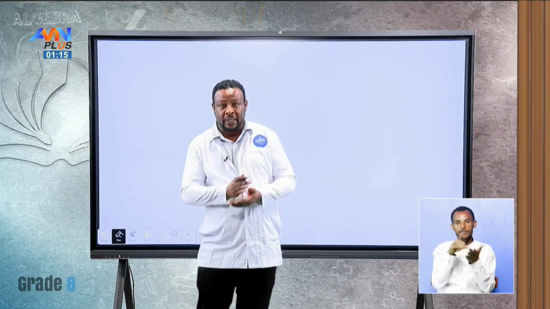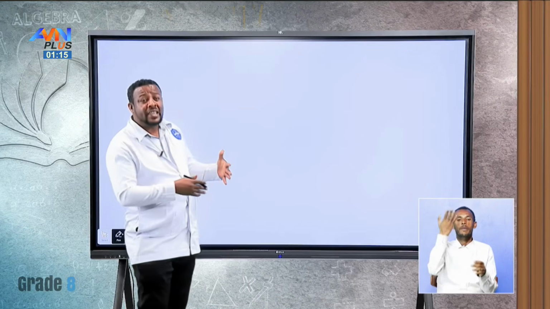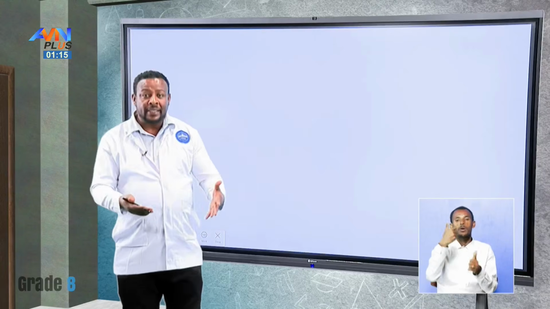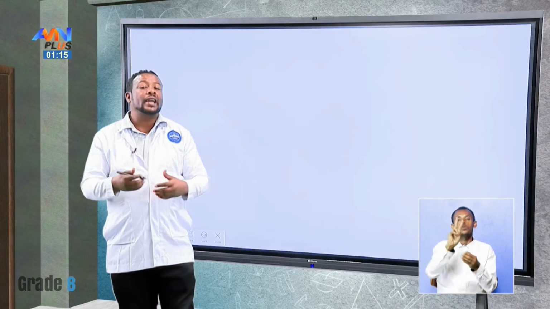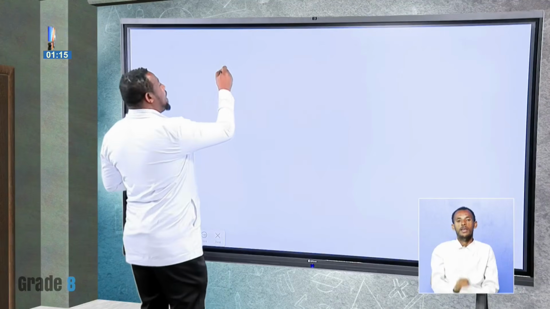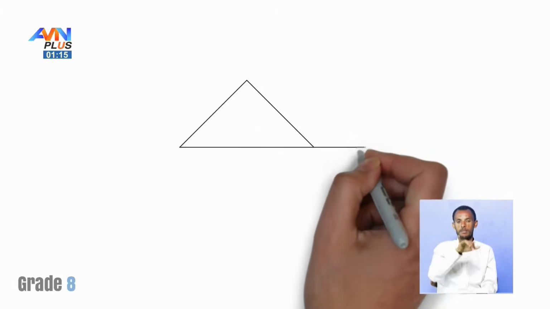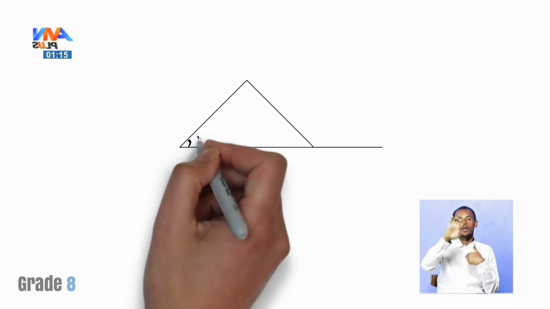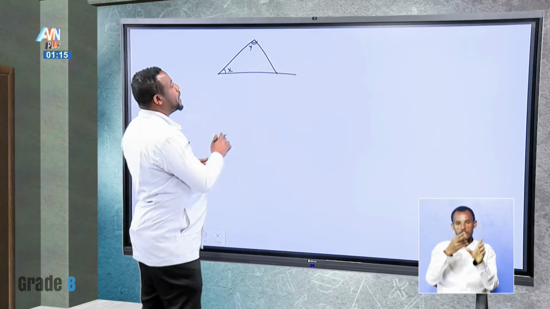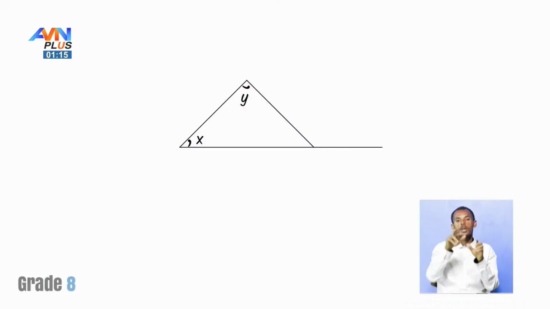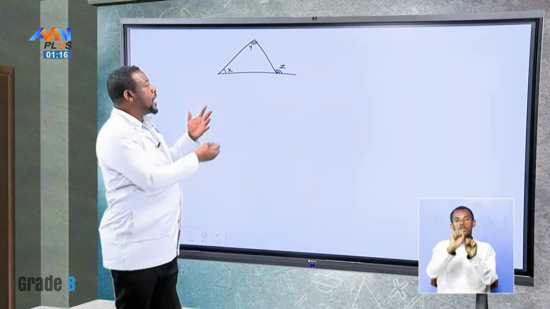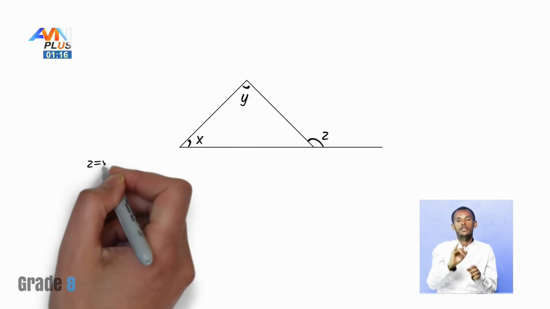in our previous lesson. In our previous lesson, we have seen the exterior angle theorem, which says the sum of the two remote interior angles is equal to the exterior angle. Geometrically, if we have a triangle like this, having two remote interior angles x and y, assume these two are our two remote interior angles. The sum of these two gives us the exterior angle z, right? So z is x plus y.